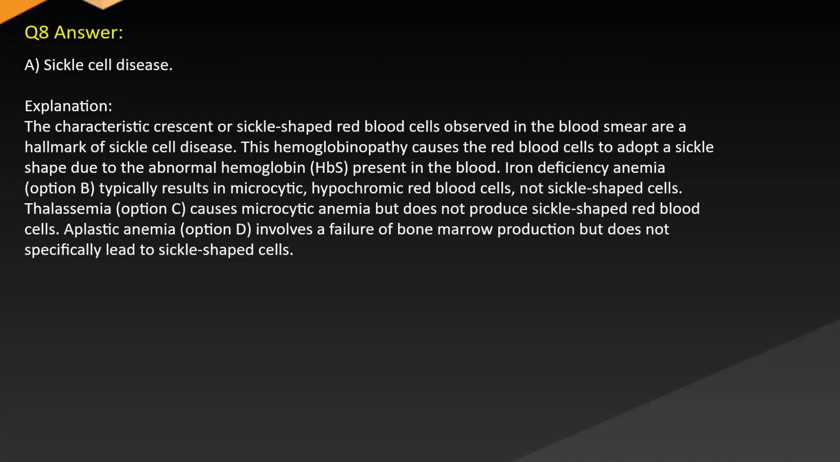Explanation: The characteristic crescent or sickle-shaped red blood cells observed in the blood smear are a hallmark of sickle cell disease. This hemoglobinopathy causes the red blood cells to adopt a sickle shape due to the abnormal hemoglobin HbS present in the blood. Iron deficiency anemia, option B, typically results in microcytic hypochromic red blood cells, not sickle-shaped cells. Thalassemia, option C, causes microcytic anemia but does not produce sickle-shaped red blood cells. Aplastic anemia, option D, involves a failure of bone marrow production but does not specifically lead to sickle-shaped cells.